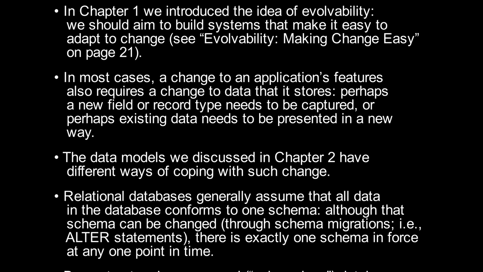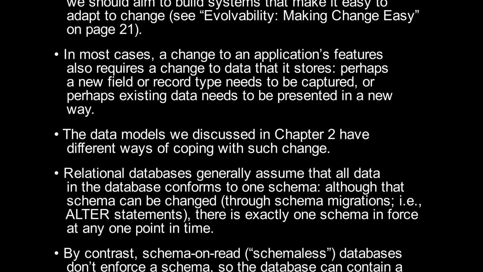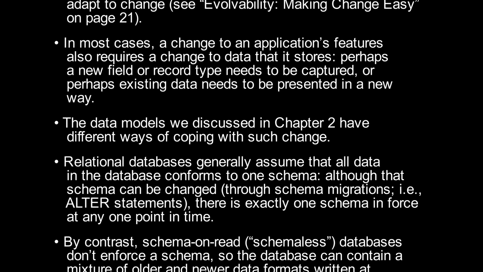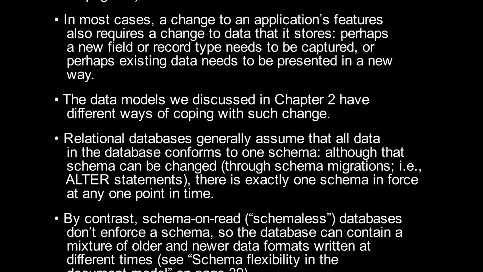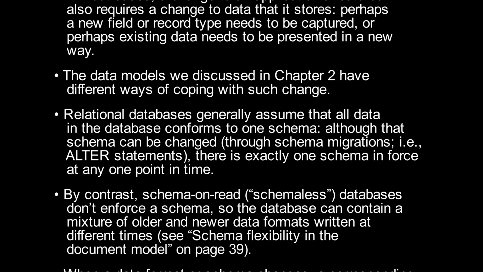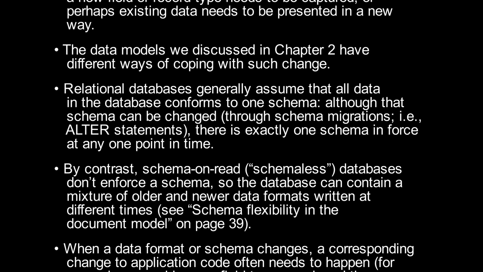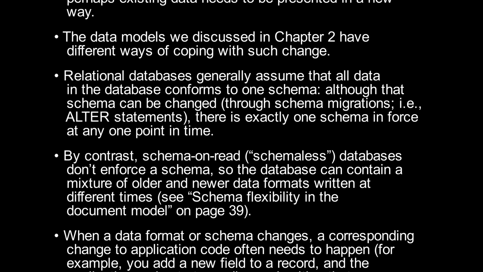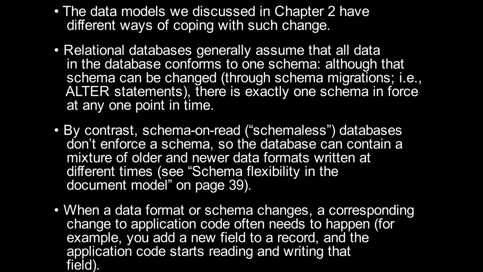Relational databases generally assume that all data in the database conforms to one schema, although that schema can be changed through schema migrations, i.e., ALTER statements. There is exactly one schema in force at any one point in time. By contrast, schema-on-read ("schemaless") databases don't enforce a schema, so the database can contain a mixture of older and newer data formats written at different times. See "Schema flexibility in the document model" on page 39.